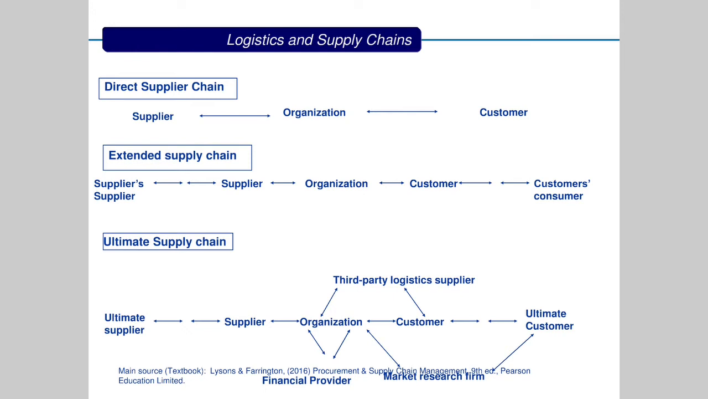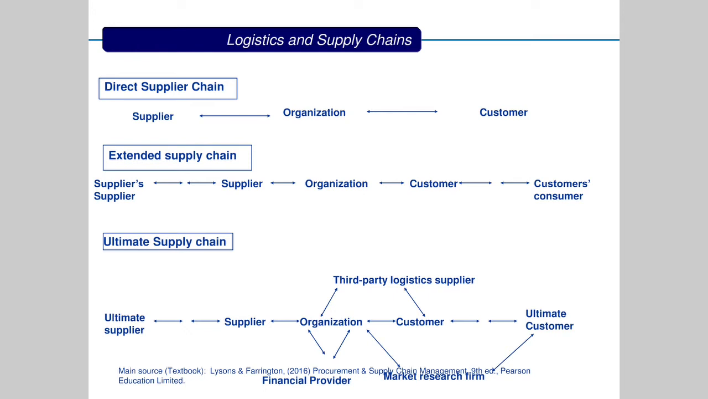The other supply chain can be extended supply chain, where you look at not only the supplier, organization, customer. These are three entities, but you also look at other entities upstream like supplier's supplier, or supplier's supplier's supplier upstream, or you look at customer's customer, and customer's customer's customer downstream. It can go up to any extent. So that is called extended supply chain.